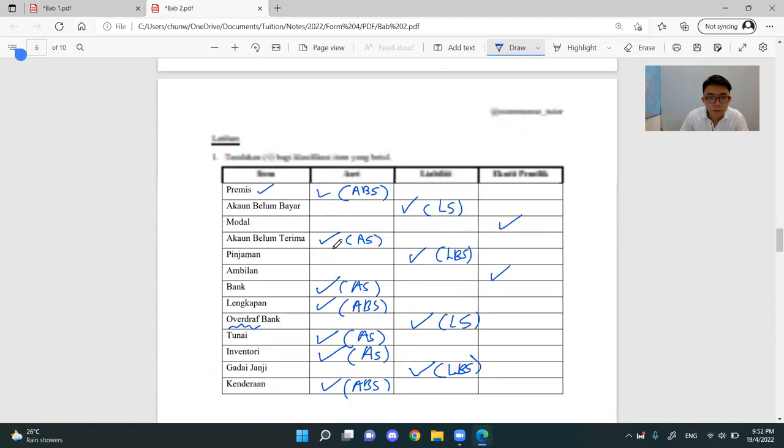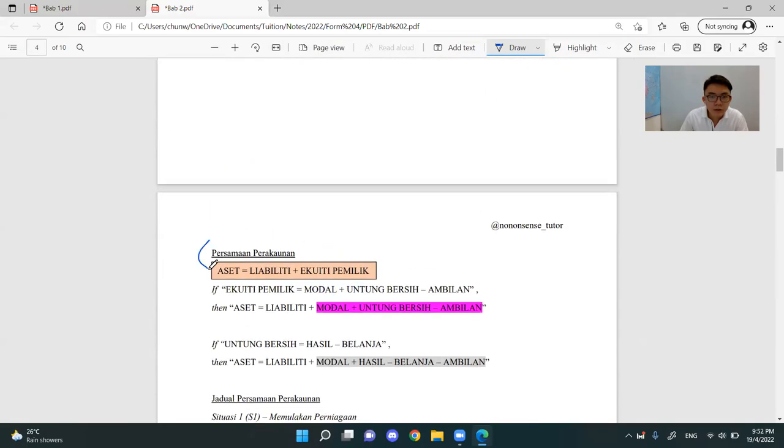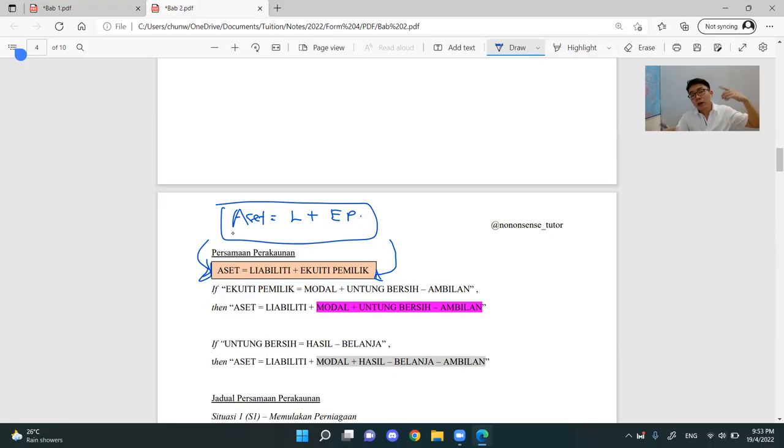Jumlah asset. Okay, so here is a formula that everyone who studies accounts must know. It's called asset equals liability plus equity per mille. Again, asset equals liability plus equity per mille. And from this formula, we can rearrange it to get more formulas. If you want to get equity per mille, you move the liability to the other side, so it becomes asset minus your liability. And if you want to find your liability, same thing, you just move your EP to the other side. So asset minus your equity per mille gives you your liability.